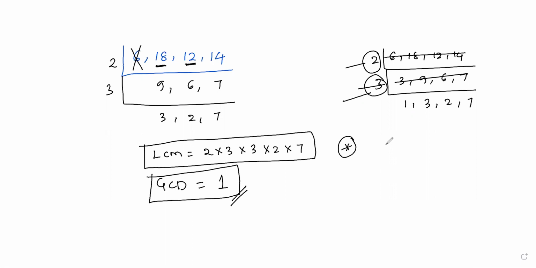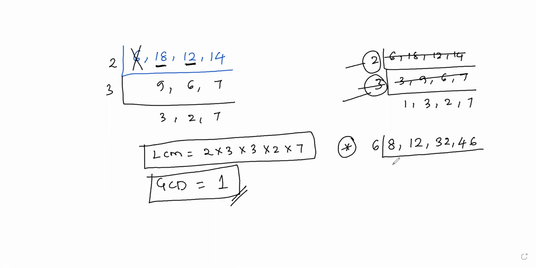Suppose 8, 12, 32, 46. So if you observe here, are there any common multiple numbers? No. So we have to proceed in the normal way.